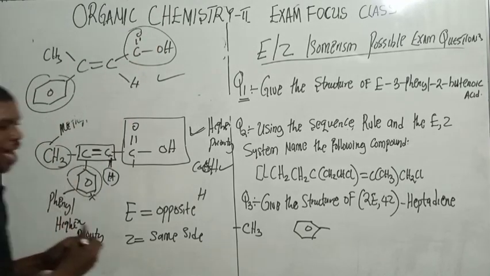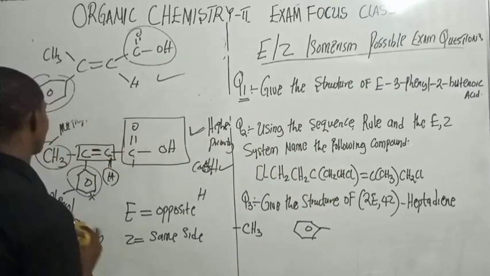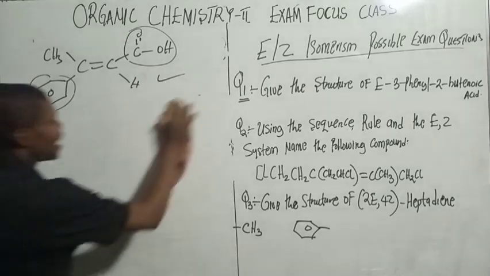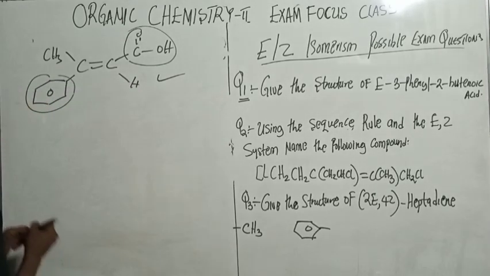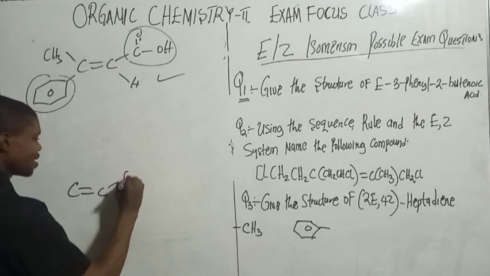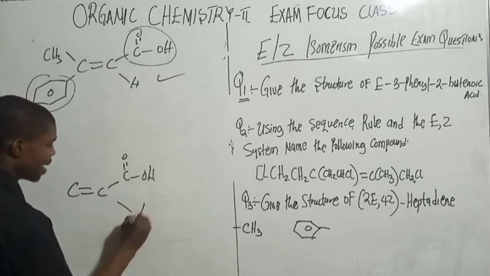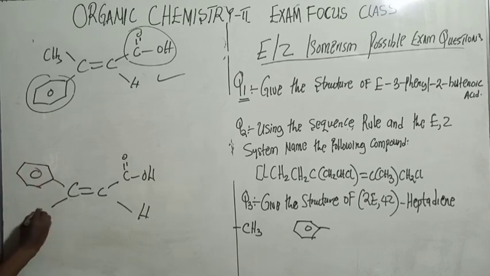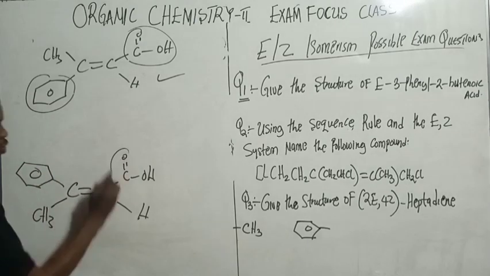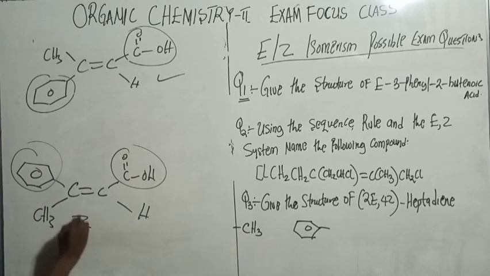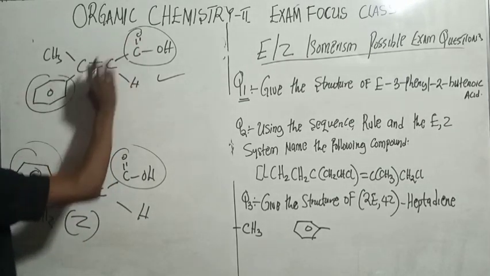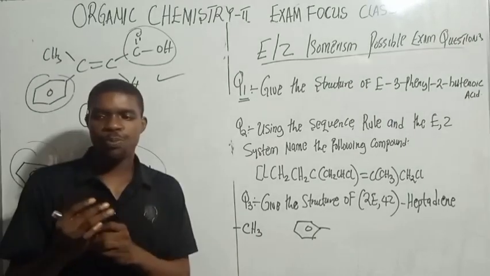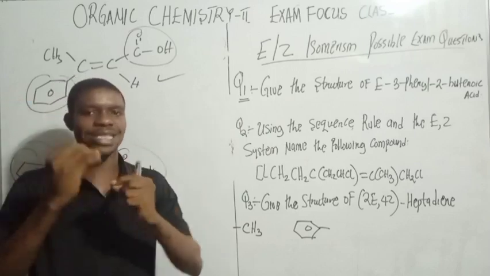Now, suppose she wants us to draw the Z isomer. Like I said, Z means the same side. The Z isomer will be like this: COOH, hydrogen here, and here we have the other group. So these two are on the same side. This is called Z. Now when these two are on the opposite side, it is E.